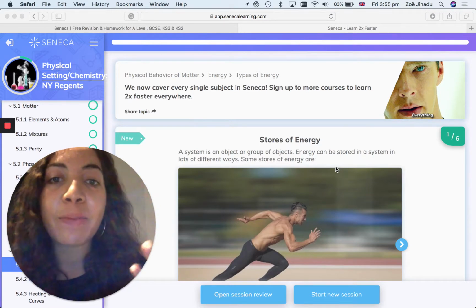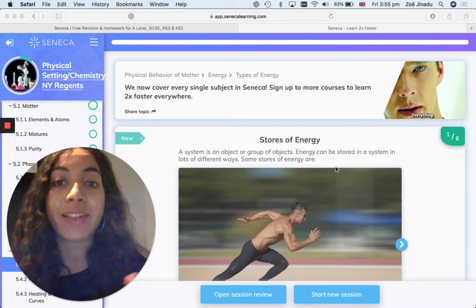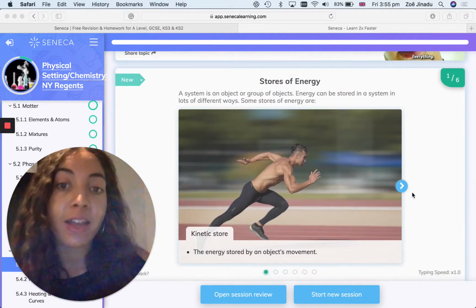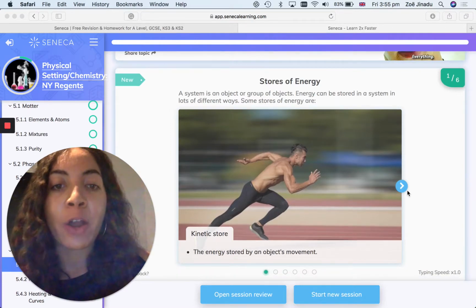Today we're going to be looking at types of energy. So, a system is an object or group of objects. Energy can be stored in a system in lots of different ways. Some stores of energy are kinetic store, the energy stored by an object's movement.